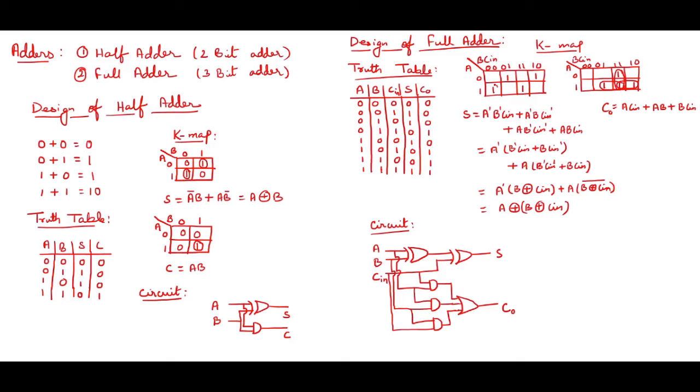So if I turn this one in this way, individuals, okay, I'll be getting certain equation. Okay, what is the equation for the first one? If you see, a bar, b bar, c in. Okay, then next one, a bar, b, c in bar. In this way, I've taken the 4 min terms. Okay, I've taken it, and then I've tried to reduce it, okay, by applying Boolean laws. So when I reduced it, I'm finding this one as a XOR b XOR c in, right?